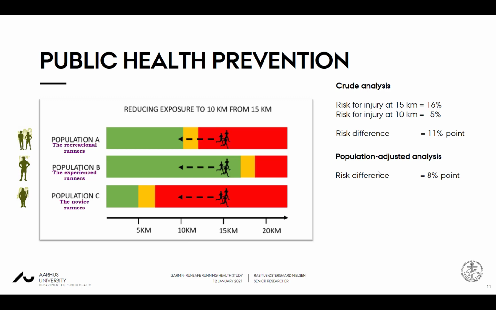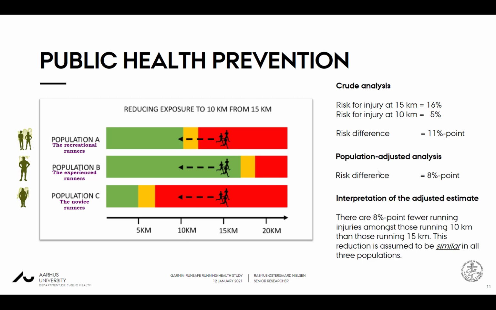So, how would we interpret this? Well, the 8% are interpreted as follows. There are 8 percentage points fewer running injuries amongst those running 10 kilometers than those running 15. This reduction is assumed to be similar in all 3 populations. So the reduction is likely to occur both in the recreational runners, the experienced runners, and the novice runners. But is that the case?